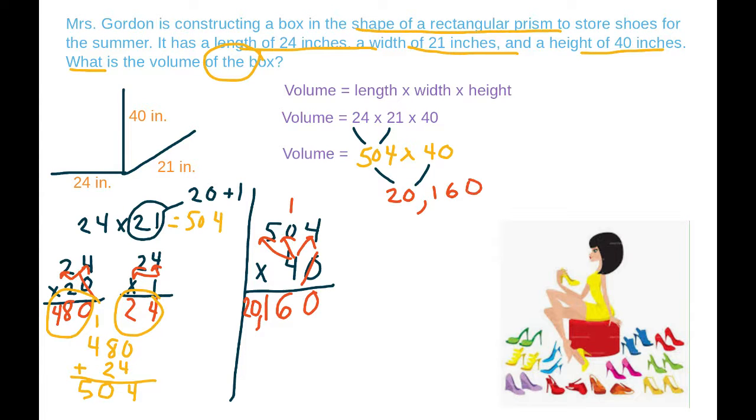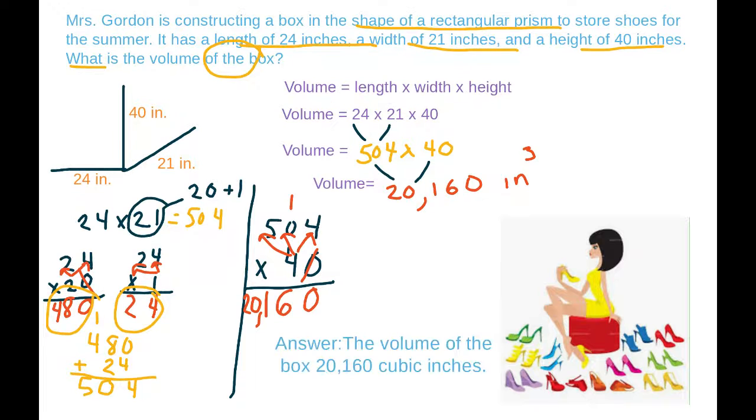And that would be the volume. And I'm going to write my unit of measurement. Our unit of measurement was inches. So it's 20,160 cubic inches. Now I'm going to state my answer in a complete sentence. The question asked originally, what is the volume of the box? The volume of the box is 20,160 cubic inches.